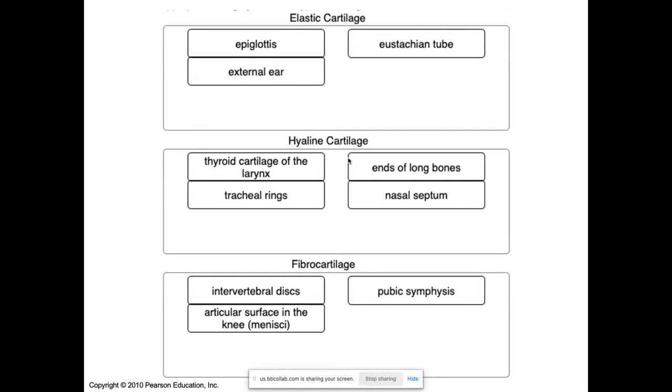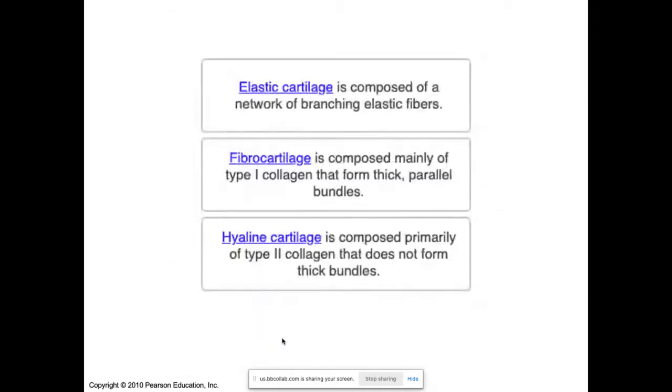The thyroid cartilage of the larynx is hyaline cartilage. And the cartilage going around the trachea, called the tracheal rings, are also hyaline cartilage. The fibrocartilage is the pubic symphysis, where the pubic bones come together, the intervertebral disc between each vertebrae, and then the meniscus between the knee, the medial and lateral meniscus of the knee.